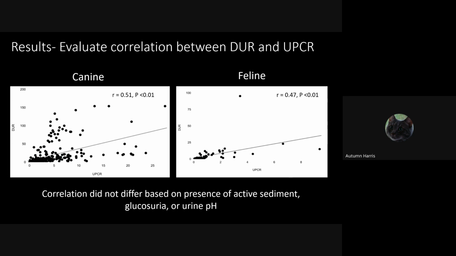They did go ahead and look at some of the urine characteristics as well to see what impact that would have on this correlation, and it did not differ in the dogs based off the presence of an active sediment or the presence of glucosuria, or when they looked at different groupings based off urine pH. And then in the cats, they also looked at those similar urinary characteristics to see if that would have an impact on this correlation between the dipstick ratio and the UPC. And it did not differ based off the presence of active sediment, glucosuria, or when grouped based off urine-specific gravity or urine pH.